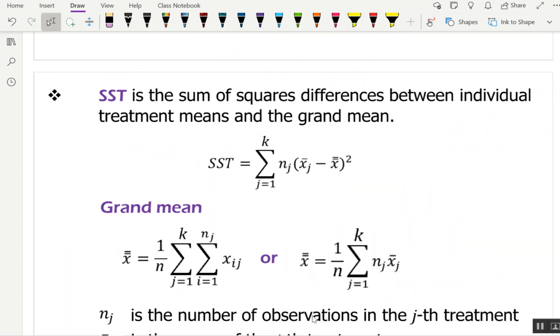Okay, so SST is the sum of squares of differences between the individual treatment means, the averages, and the grand mean. So what is the grand mean? Now they mention the grand mean.